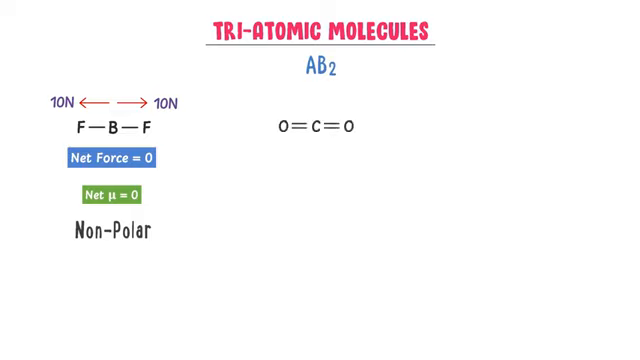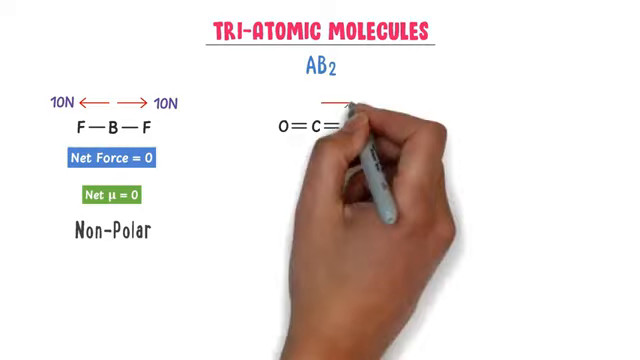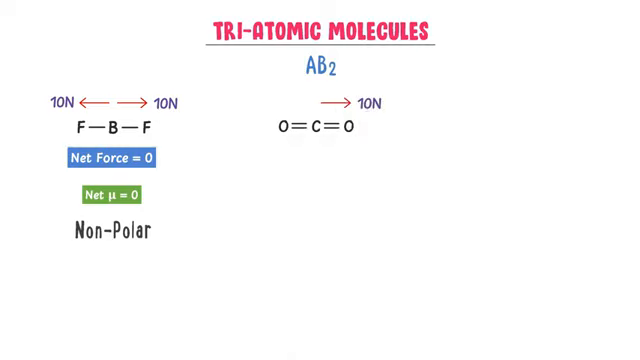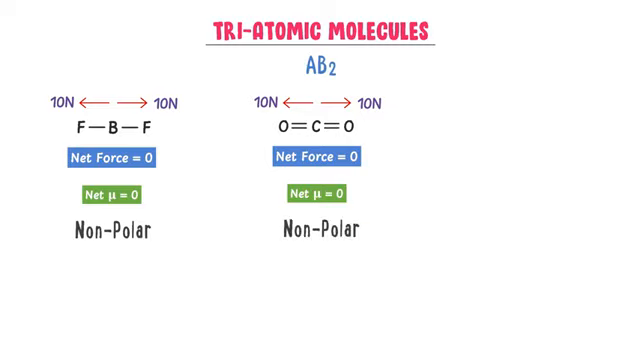Secondly, consider a molecule of carbon dioxide gas and its structure. Here on both the sides are the same atoms, so they will exert same forces on shared pair of electrons. Let this oxygen atom exert 10 Newton force in this direction, and this oxygen atom also exert 10 Newton force in opposite direction. We can see that the net force is equal to 0, the net dipole moment is also equal to 0. Therefore we say that this is a non-polar molecule.